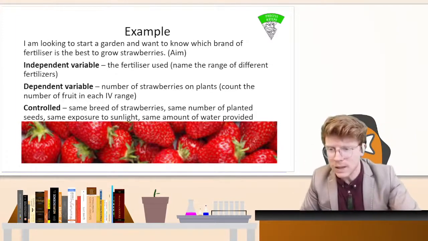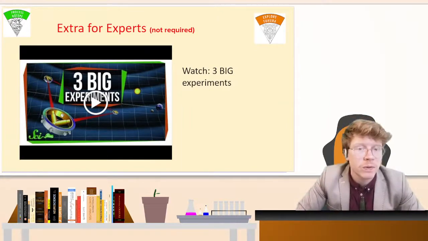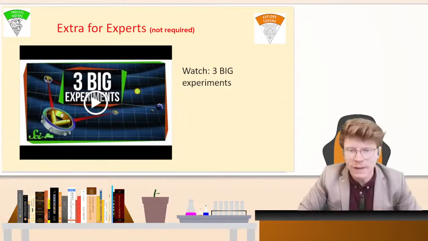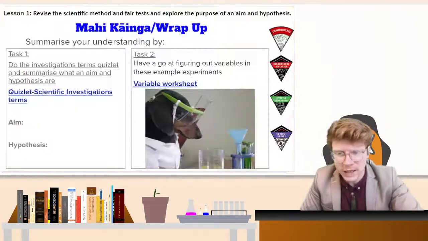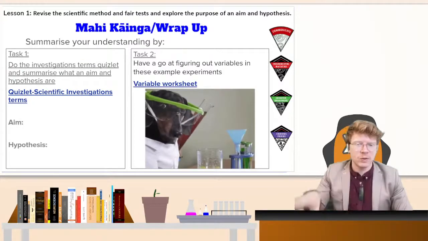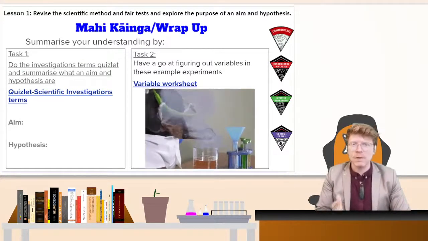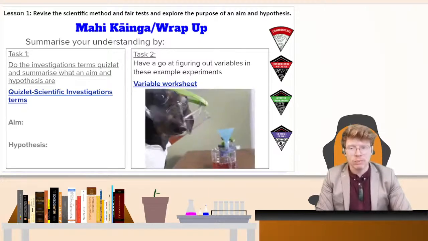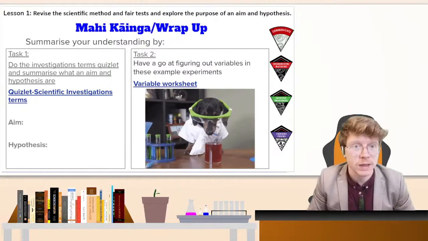So if you want some examples of more detail on this, you can have a look at this video here. A little bit of Mahi Kāinga for this is a little Quizlet, and then have a go at that variable worksheet. Now that variable worksheet will be a good way for you to practice identifying the independent, the dependent, and what variables you need to control.